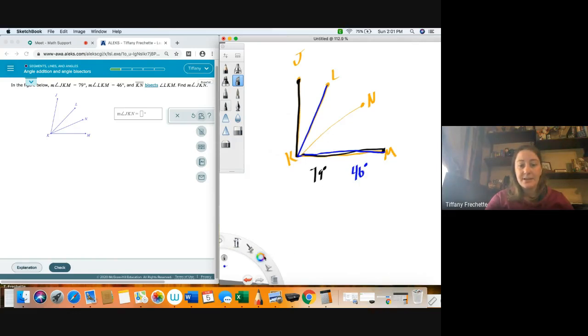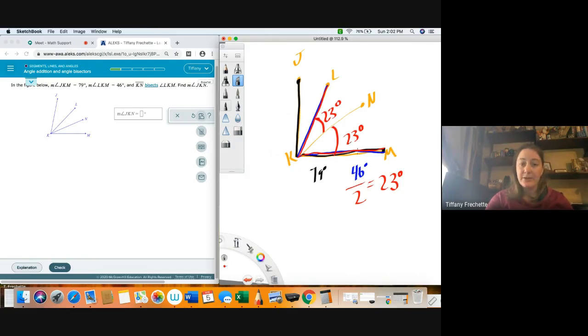And then they also tell us that KN there, the last one in orange, we'll do it in red, cuts LKM, so actually the same one we just did, it cuts this angle in half, which means that this angle and this angle are the same. So if I know one of them, I know both of them. And we know the whole thing is 46, so we're just going to divide by 2, and that will get us 23 degrees. So we have 23, and we have 23.